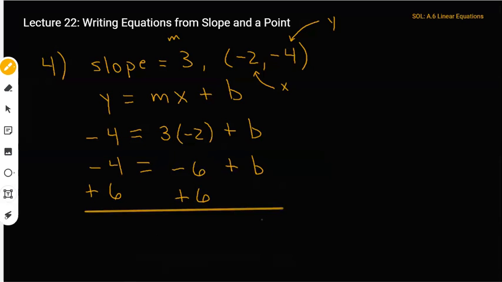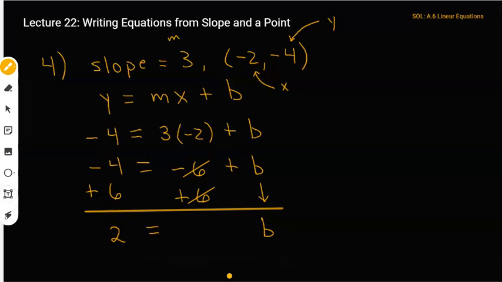So when I do that, b is going to come down as it is. The -6 and the +6 are going to cancel each other out to get 0. And then on the other side of the equal sign, I'm going to have -4 plus 6. That's going to give me a +2. So b is going to be 2. That means the line is going to cross the y-axis at +2.